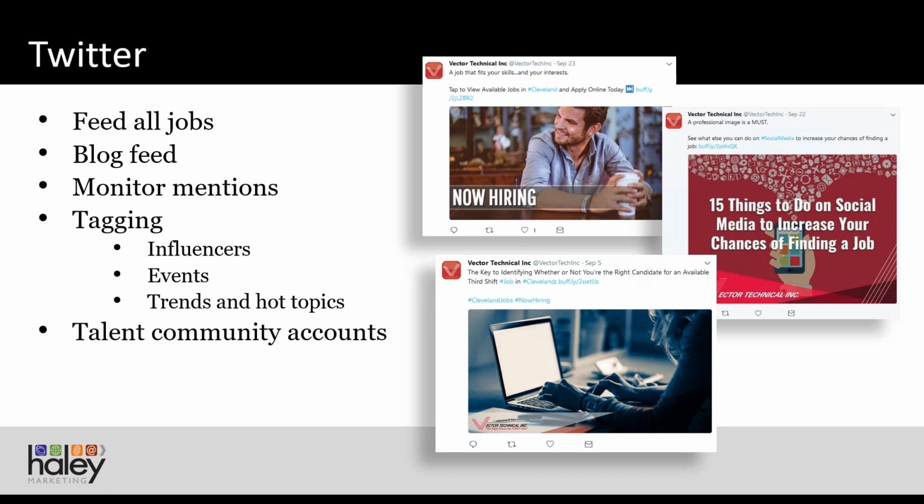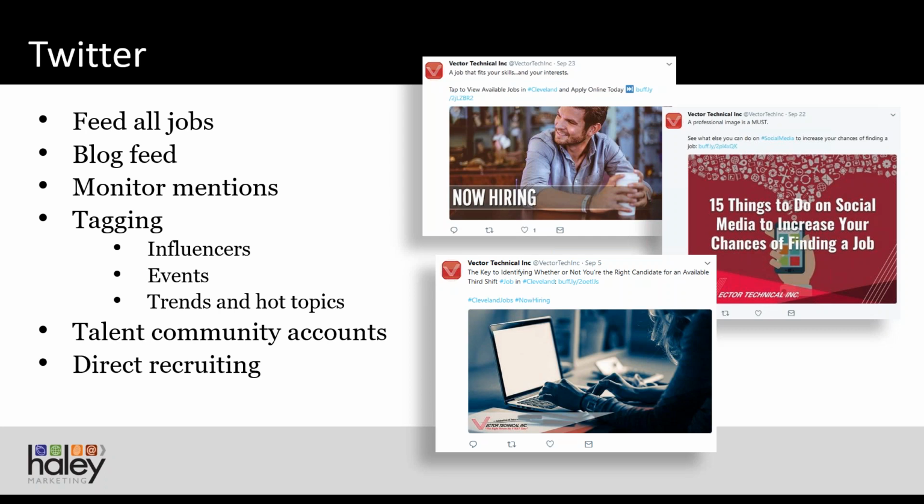You can also look to either create or leverage talent and community accounts, sort of like groups on Facebook and LinkedIn, to look for accounts that focus on jobs in a specific community or jobs in an industry, and then be tagging that account when you're sharing jobs, or tagging that talent community if you're sharing content.